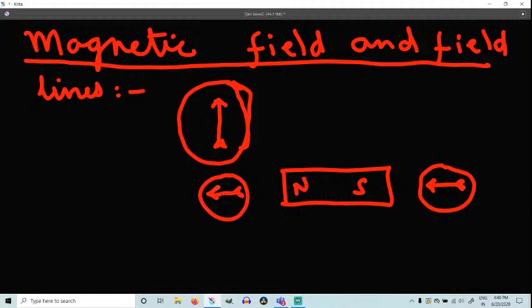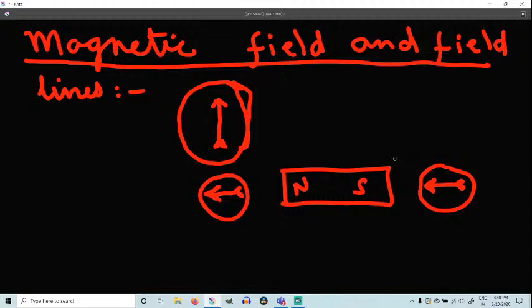Okay, the pointed end, the red arrowhead, is always the north. So you can see that the red arrowhead is running away from the north pole of the magnet. And on this side you can see that the red arrowhead is now getting attracted towards the opposite, that is the south pole.